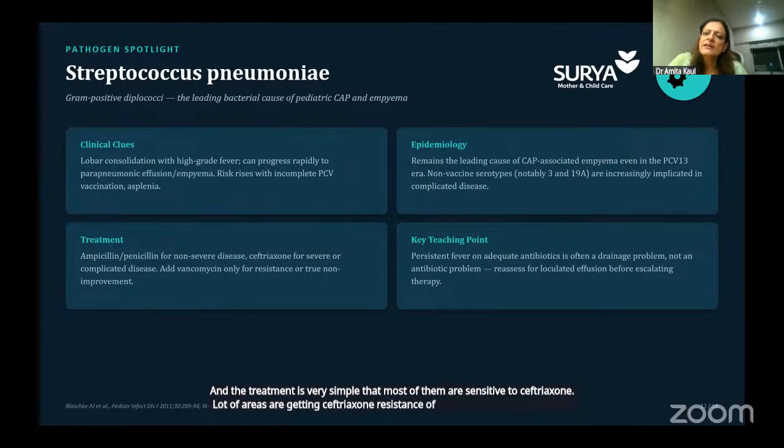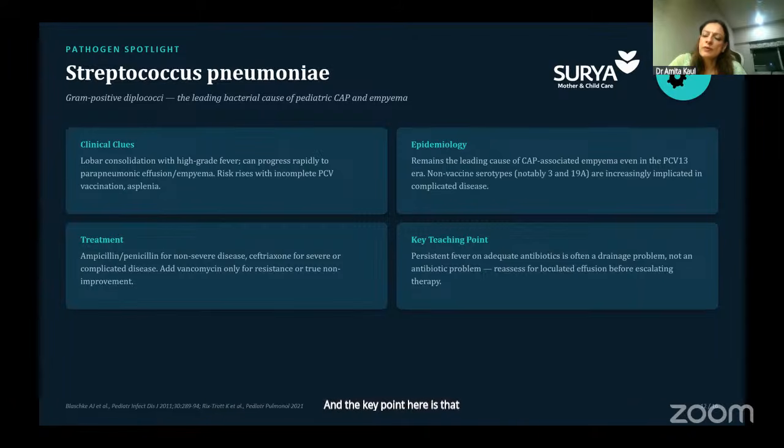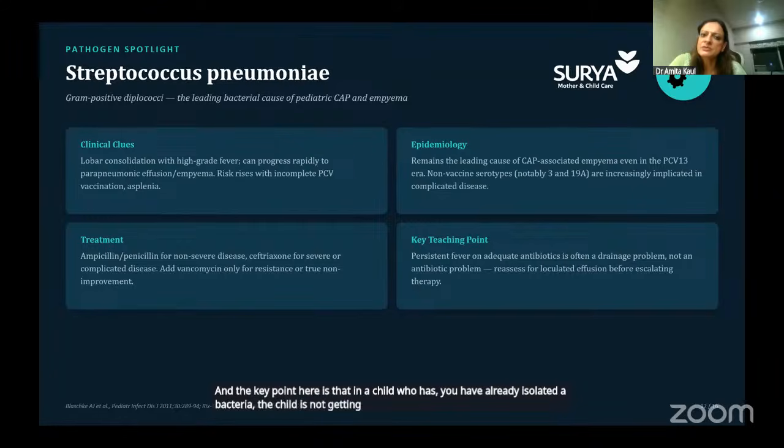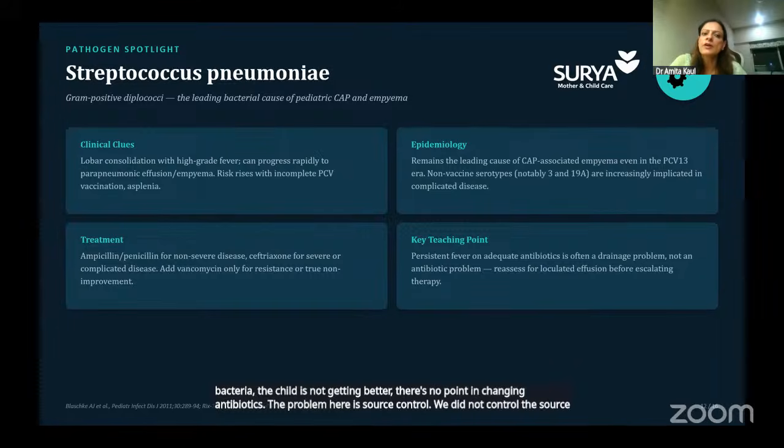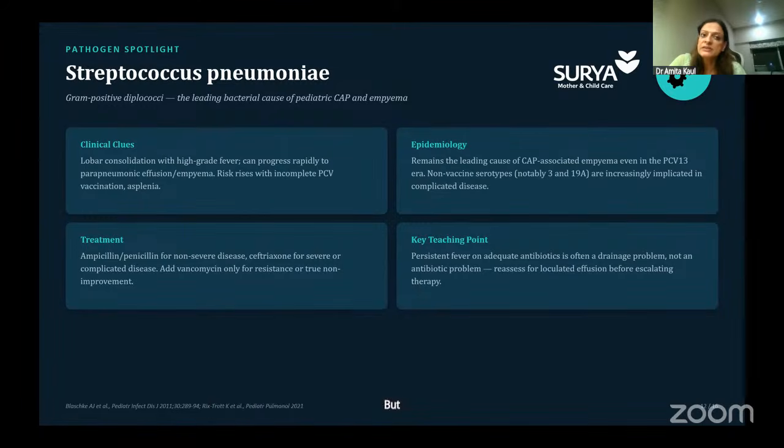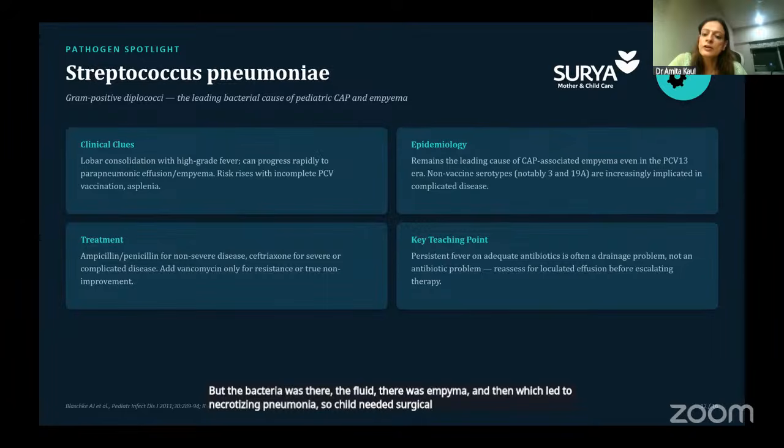And the key point here is that if in a child you have already isolated a bacteria and the child is not getting better, there's no point in changing antibiotics. The problem here is source control. We did not control the source initially because of the low platelets. We thought we tapped and we drained as much fluid as we could. But the bacteria was there, there was empyema, which led to necrotizing pneumonia. So the child needed surgery to control the infection rather than switching of the antibiotics.